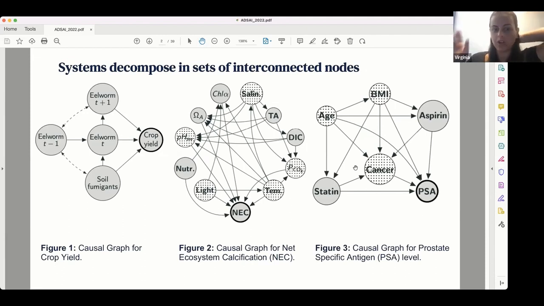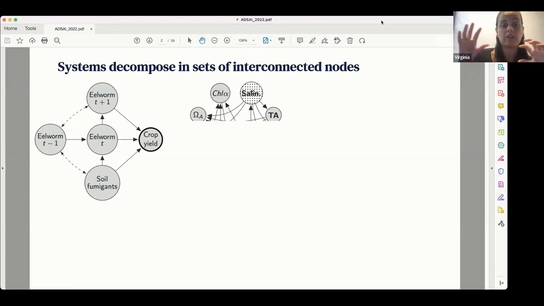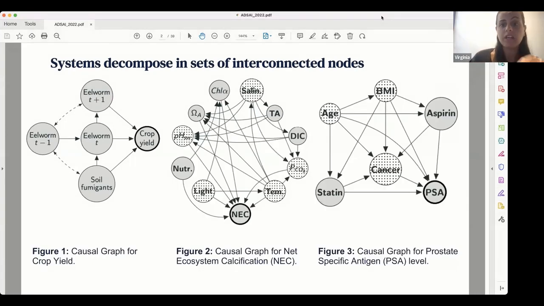Sorry about that. So first graph: crop yield and different work population at different times and soil fumigants. Second graph: environmental factors and net ecosystem calcification. And third graph: different risk factors, so age, BMI, cancer, but also level of statin and aspirin, and prostate-specific antigen.